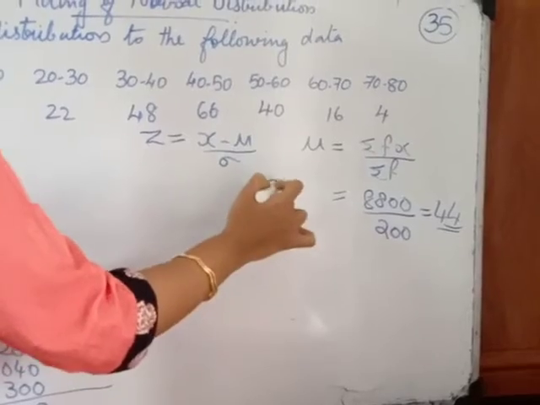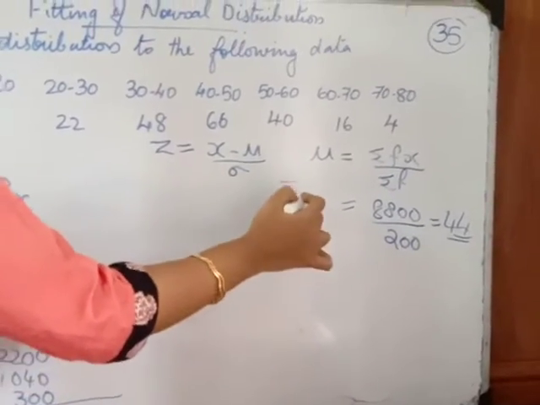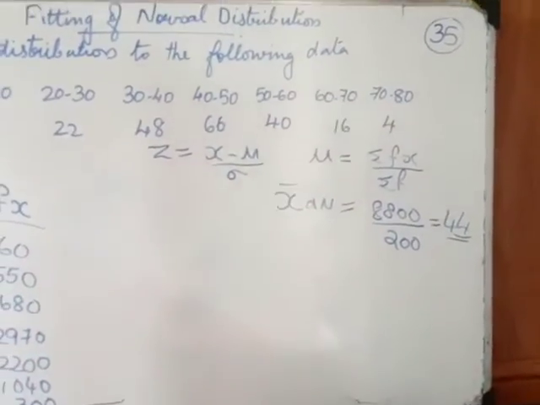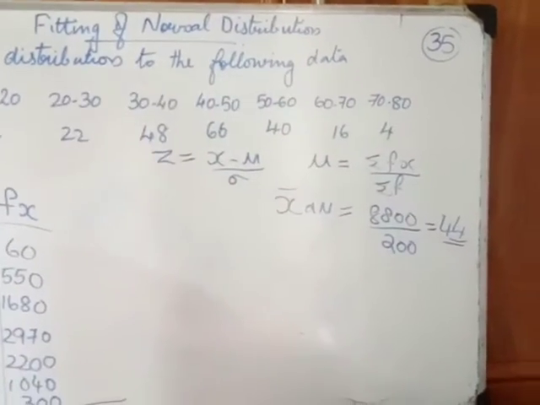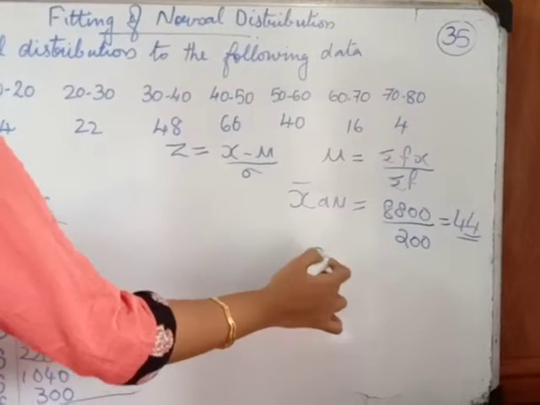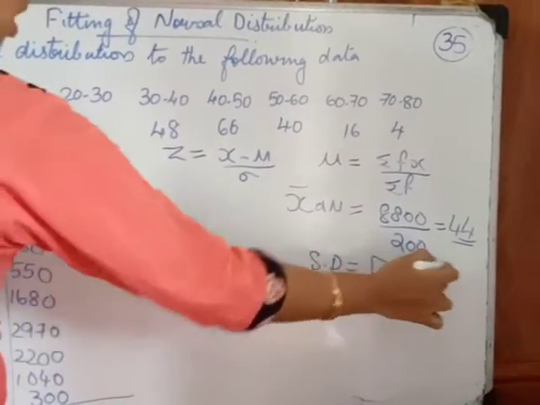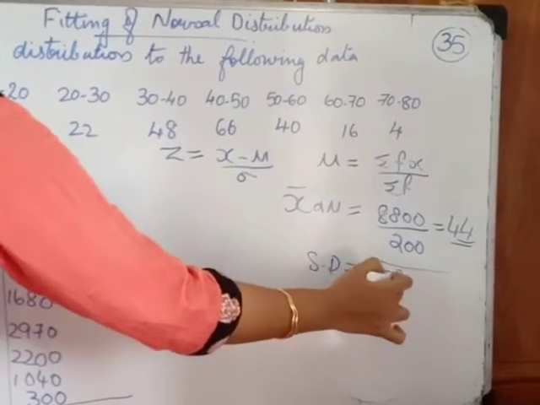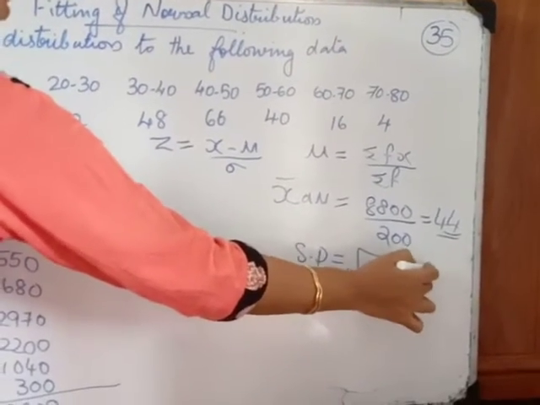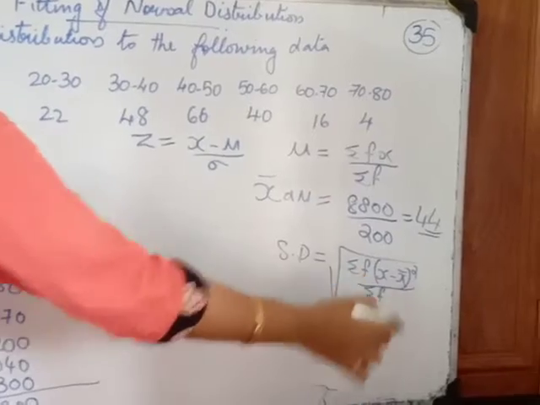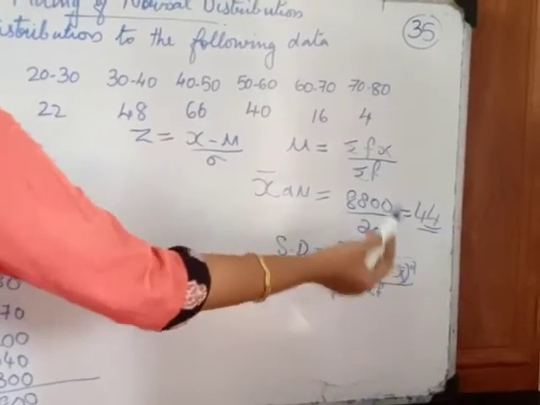Do you remember we studied x bar? This is the same as mu. Okay, next we have to find the standard deviation. Do you remember how we studied standard deviation? What was the standard deviation formula? It is root of sigma f into x minus x bar the whole square by sigma f. This was your formula. But now you got the value of x bar, isn't it?